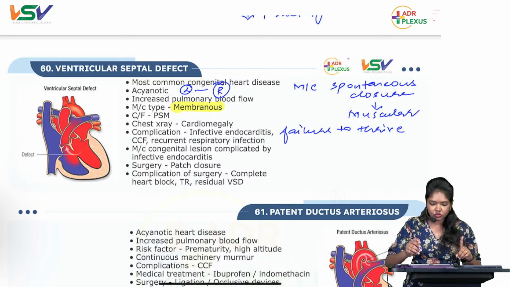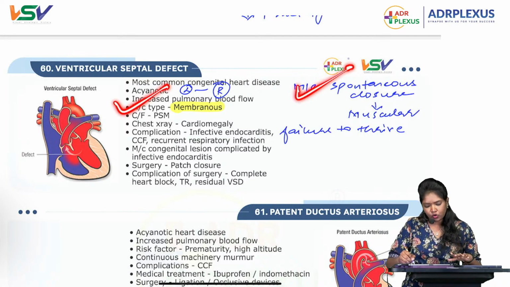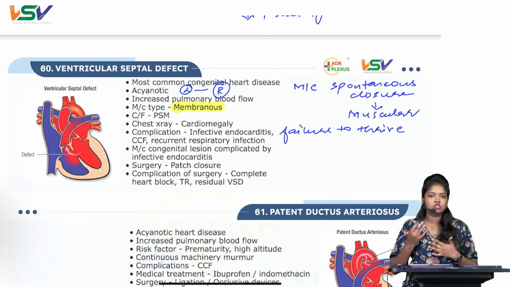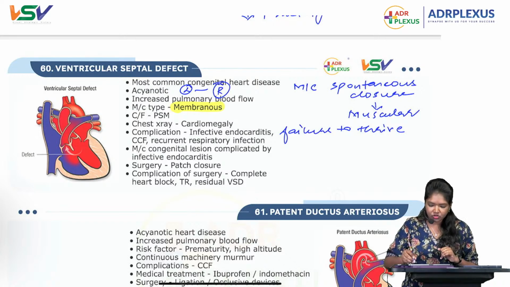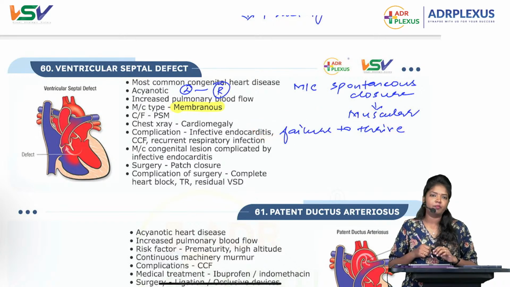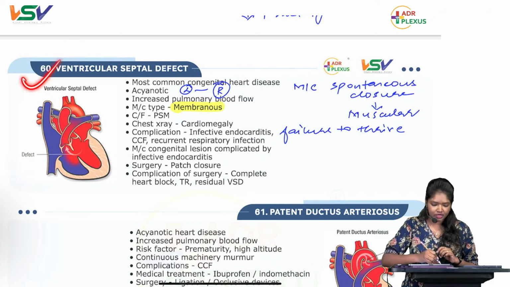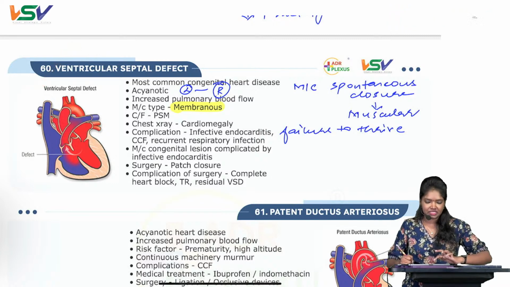Okay. So MCQs here are these two: the most common type and most common type undergoing closure can be asked. Then features can be asked. So pansystolic murmur in the left lower sternal border is a feature of VSD, and failure to thrive is also a complication of VSD. Fine. That is about VSV number 60, VSD.